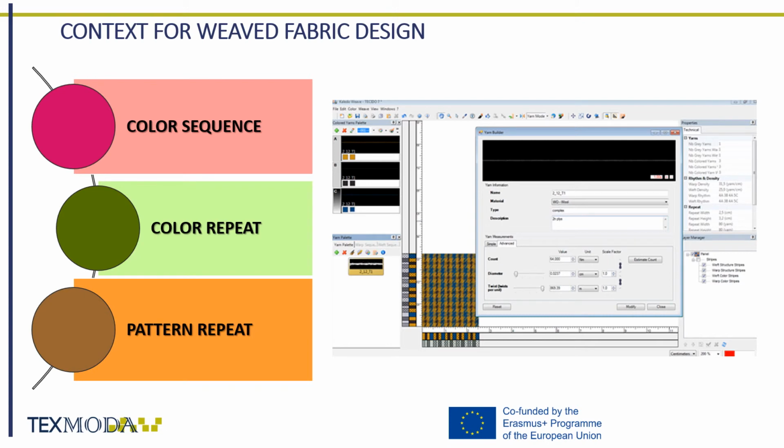Other important involved concepts are color sequence, which is the warp and weft color arrangements, color repeat, which is the number of a complete color sequence, and pattern repeat, which is the least common multiple between the weave repeat and the color repeat.